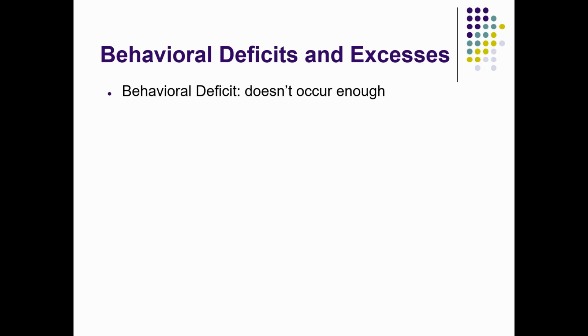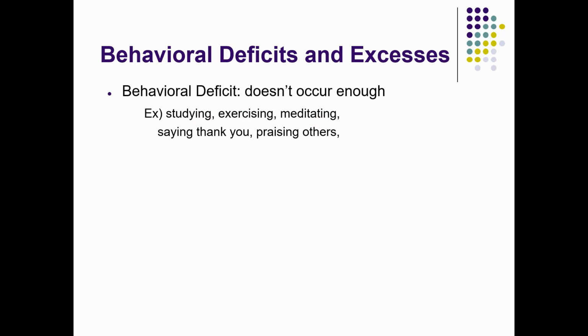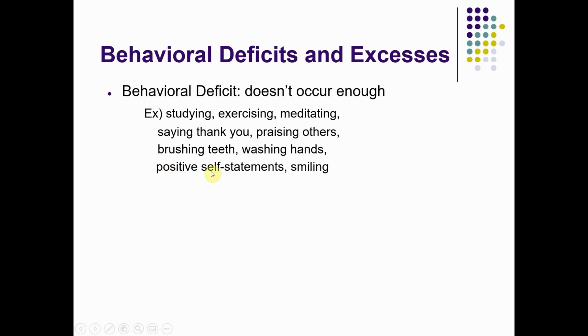So behavioral deficits, these are behaviors that don't occur enough. So in this class, we've had lots of people looking at behavioral deficits. So studying behavior might not be occurring enough. Exercising might not be occurring enough. Meditating might be not occurring enough. Saying thank you or praising others, saying positive things to other people might not be occurring enough. With children, it might be brushing teeth. They're not brushing their teeth enough, or they're not washing their hands enough. They might be not engaging in enough positive self-statements, so kind things, looking in the mirror and saying, wow, you look fantastic today. That's a positive self-statement. Smiling might not be occurring enough. These are all examples of behaviors that could be behavioral deficits.